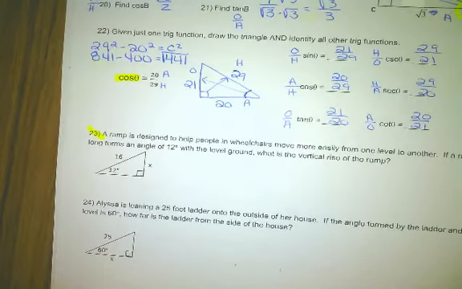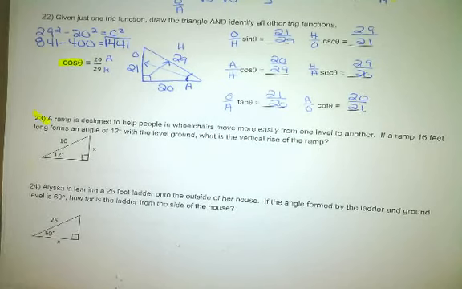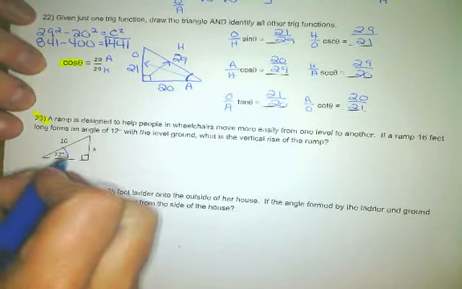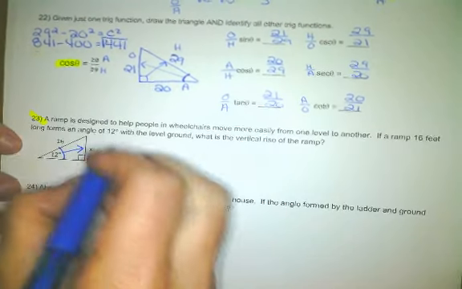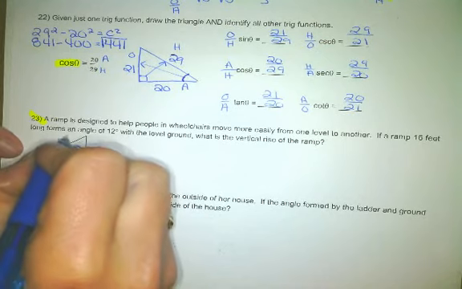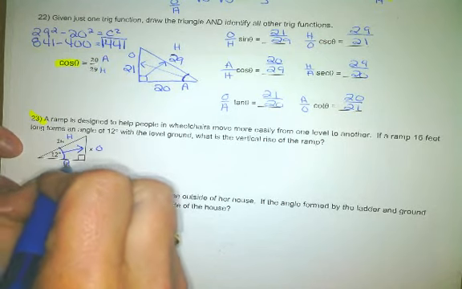Okay, on this one down here, it says a ramp is designed to help people in wheelchairs move more easily from one level to another. If a ramp 16 feet long forms an angle of 12 degrees, what is the vertical rise of the ramp? Okay, so this is my O, this is my H, and this is my A.